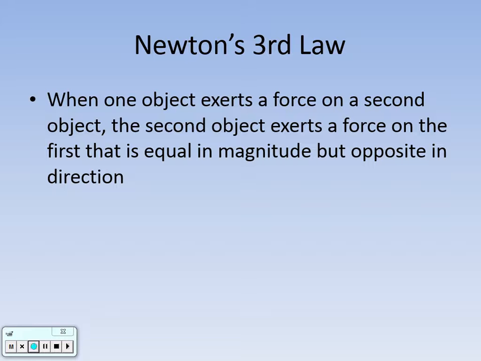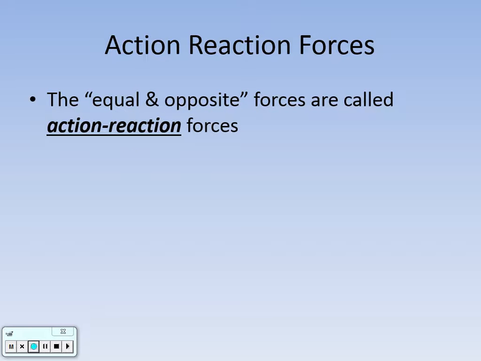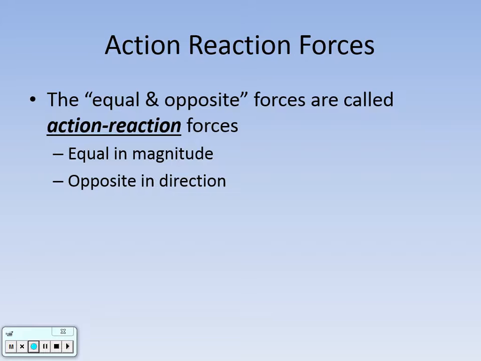When one object exerts a force on a second object, the second exerts a force back on the first, equal in magnitude, opposite in direction. What do we call these equal and opposite forces? We call them action-reaction forces or action-reaction pairs. Sometimes you'll see that. Action-reaction forces are equal in magnitude, opposite in direction.